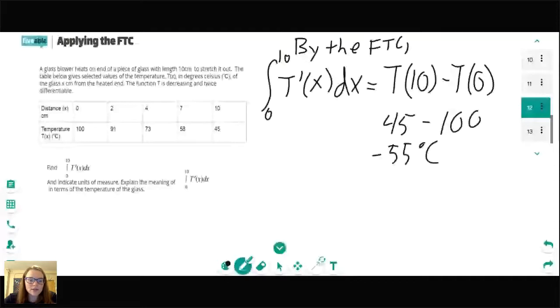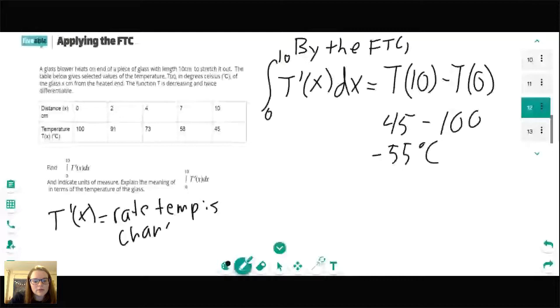Well, T prime here, if T stands for temperature, then T prime, we'll just put this off as a side note here just to help us with our interpretation. T prime is going to be the rate that the temperature is changing. And so if we have the integral from 0 to 10 of t prime, we get negative 55. What does that negative 55 represent?